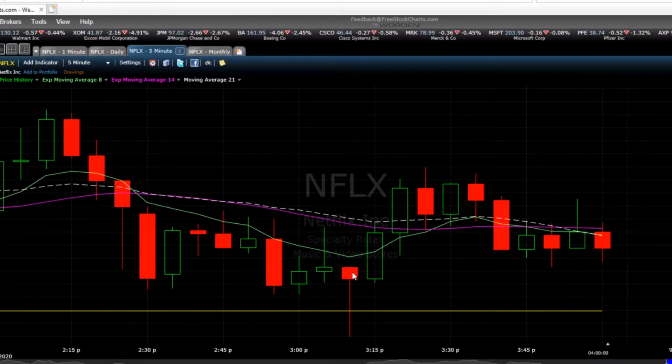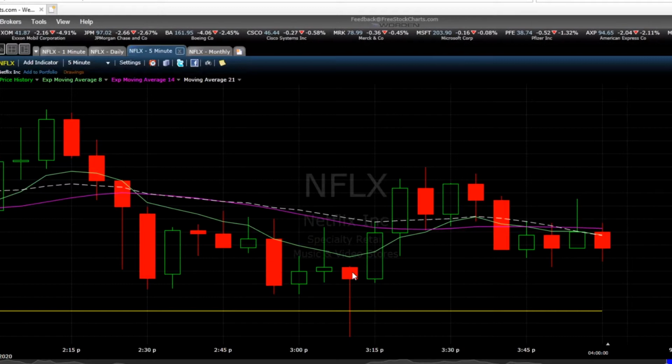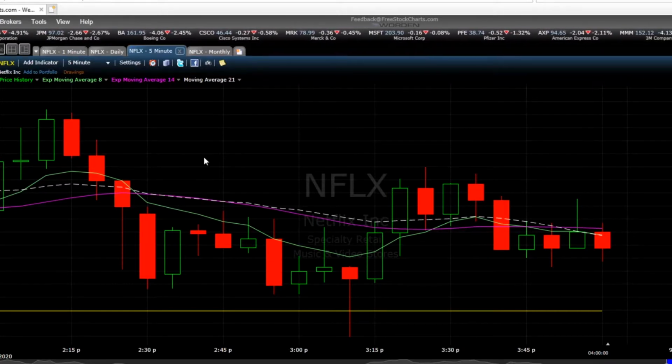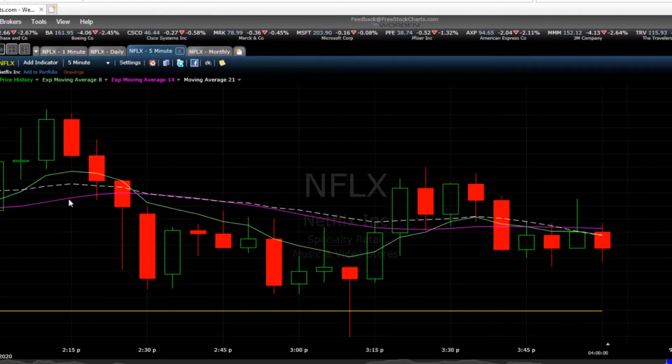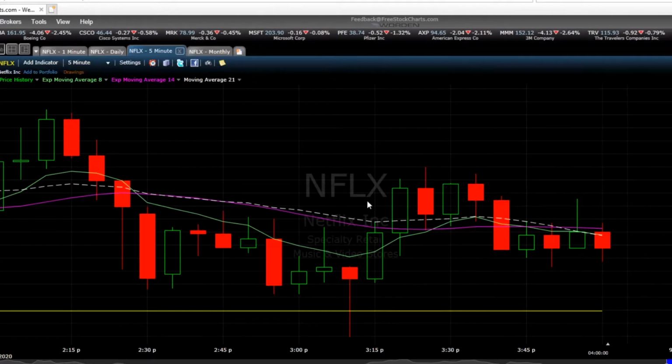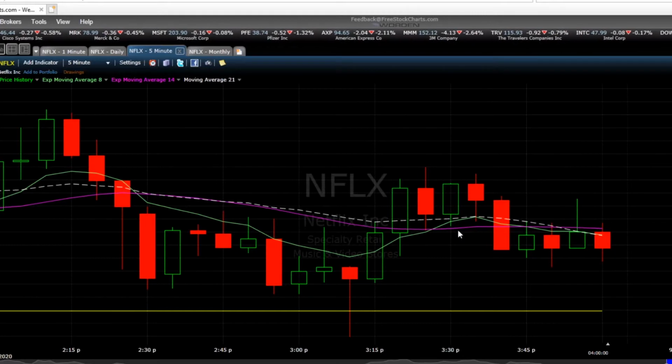how I used to set up my charts before and what I'm looking at now and the reason why I changed. When I first started trading, the guy that was teaching me was talking about moving averages, and these are moving averages. The green is the exponential 8, exponential 14 purple, moving average 21 in the dotted white line. And he was teaching me to set it up like this because he's saying when lines start to cross, that's your entry and your exit points.